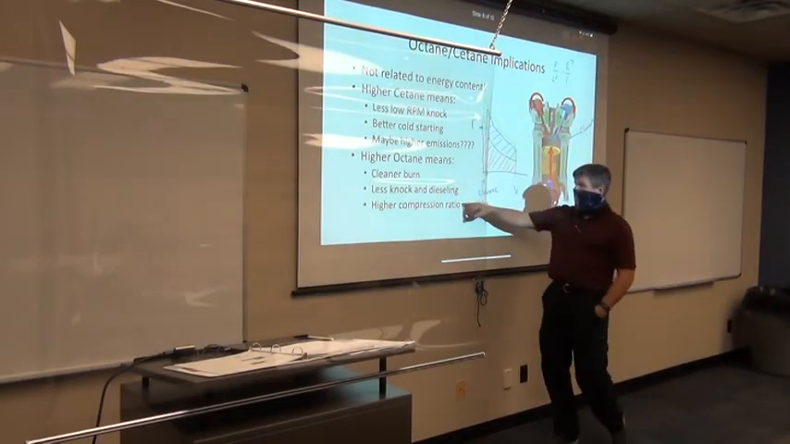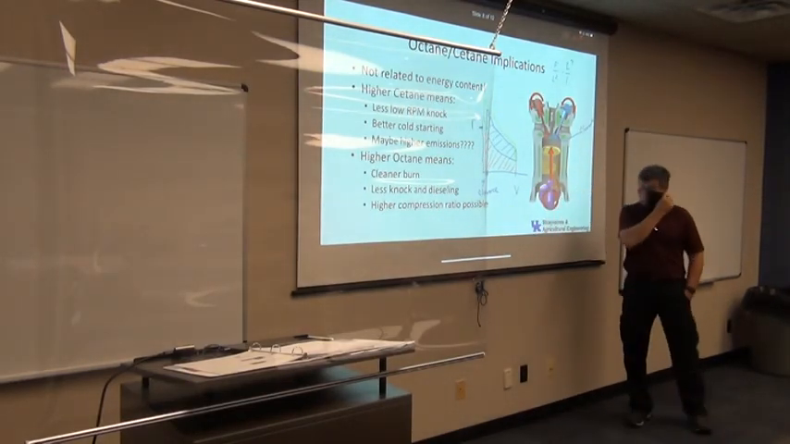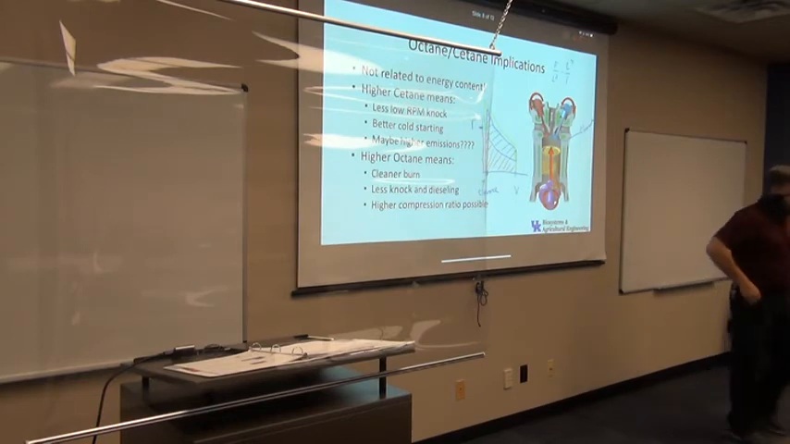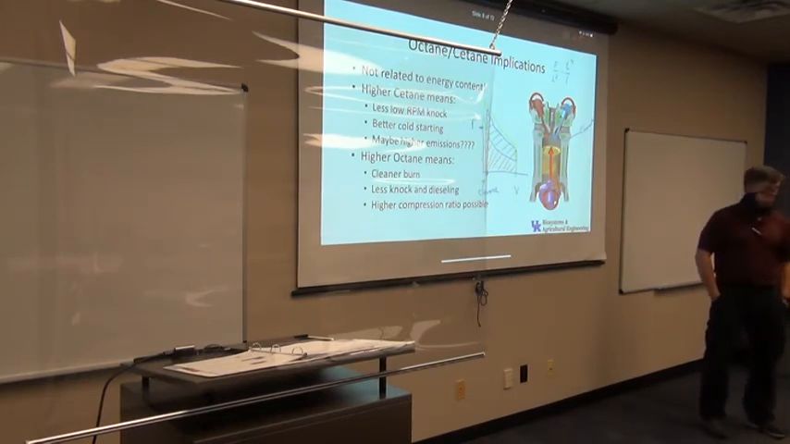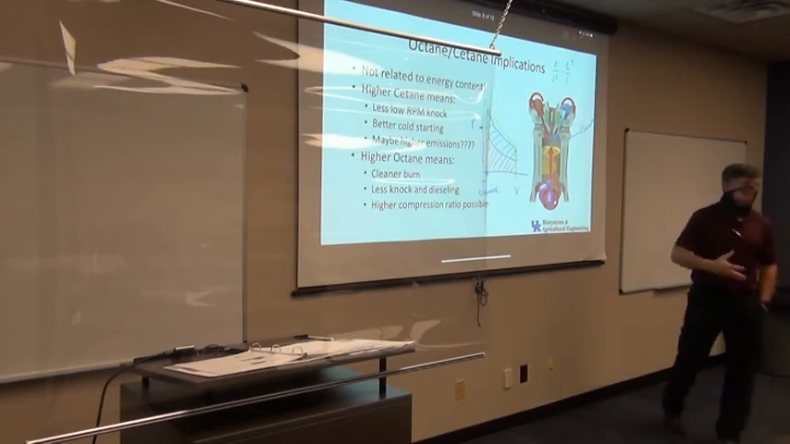And we can have a higher compression ratio. That's why performance engines, the racing engines, are using ethanol. That's quite a bit lower energy content, but that octane was like 117 on ethanol, which is way higher even than 95 octane gasoline. So they run very high compression ratios in those engines, and that's how they're getting the power out of them.